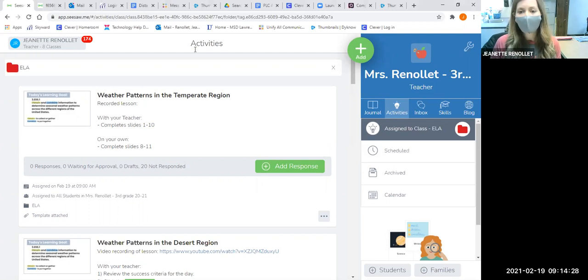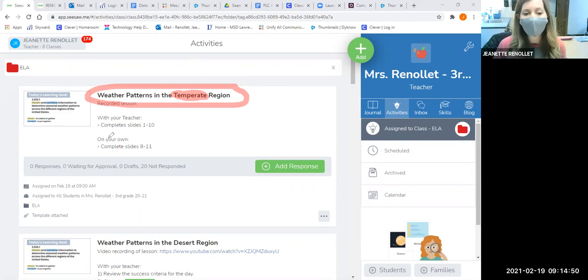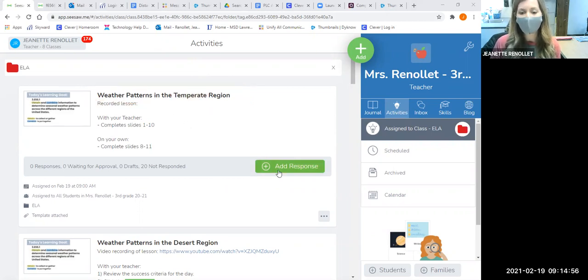We know that we've been learning all about different climate regions, and we know that we live in a temperate region. Today, our task is going to be exploring the weather patterns we have in a temperate region. Our task today is called Weather Patterns in a Temperate Region. Please click Add Response.